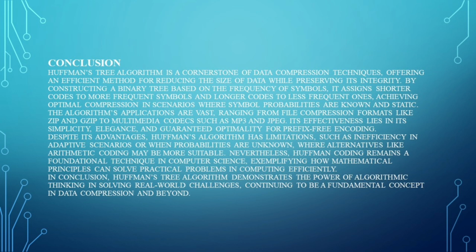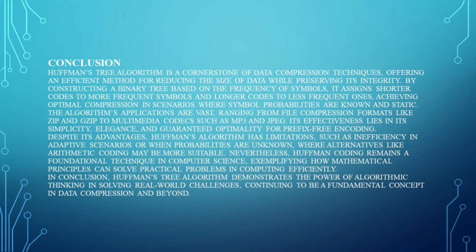Conclusion. Huffman's tree algorithm is a cornerstone of data compression techniques, offering an efficient method for reducing the size of data while preserving its integrity. By constructing a binary tree based on the frequency of symbols, it assigns shorter codes to more frequent symbols and longer codes to less frequent ones, achieving optimal compression in scenarios where symbol probabilities are known and static. The algorithm's applications are vast, ranging from file compression formats like zip and gzip to multimedia codecs such as MP3 and JPEG.